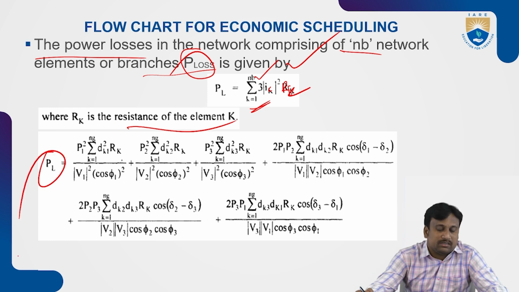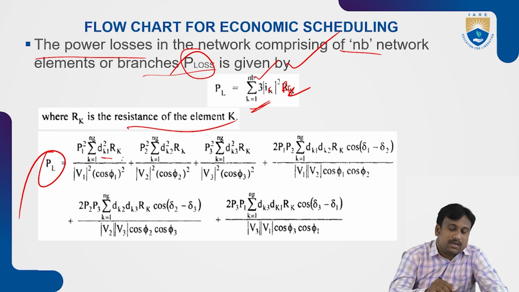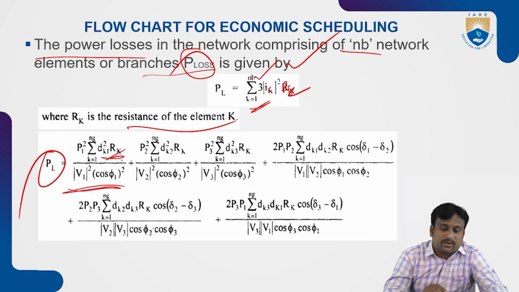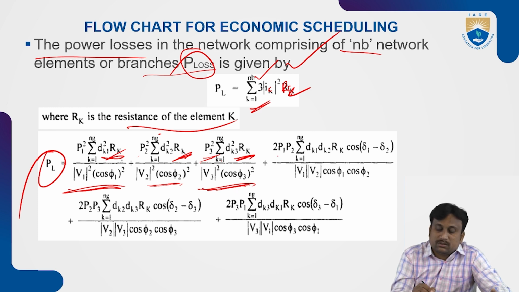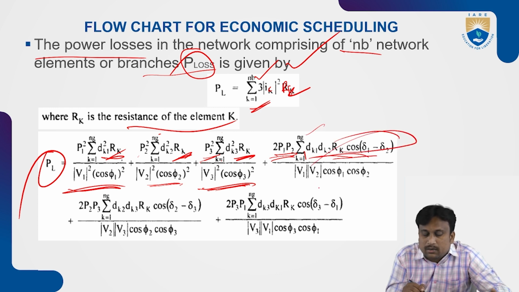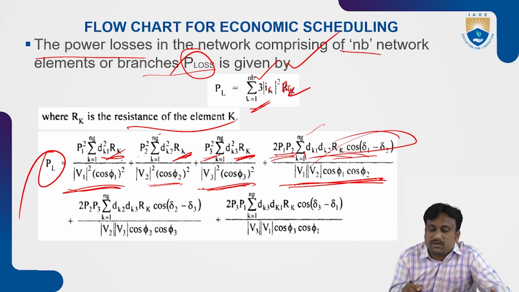Then PL equals P1 square sum k equals 1 to Ng dk1 square Rk by V1 square cos phi 1 square, plus P2 square sum k equals 1 to Ng dk2 square Rk by V2 square cos phi 2 square, plus P3 square sum k equals 1 to Ng dk3 square Rk by V3 square cos phi 3 square, plus 2 P1 P2 sum k equals 1 to Ng dk1 dk2 Rk cos(delta 1 minus delta 2). This will be the ratio with V1 V2 cos phi 1 cos phi 2.